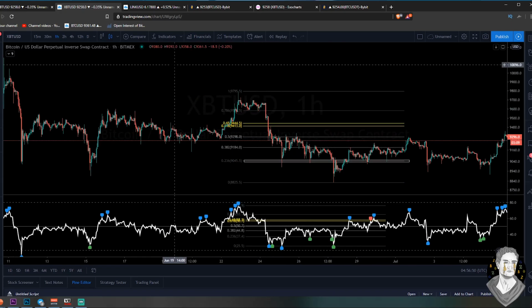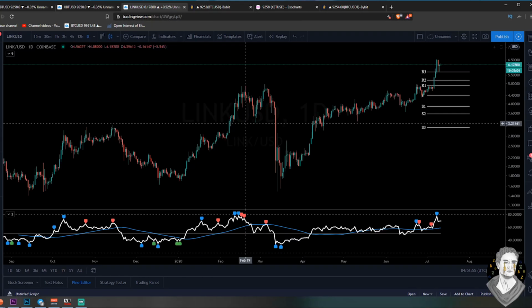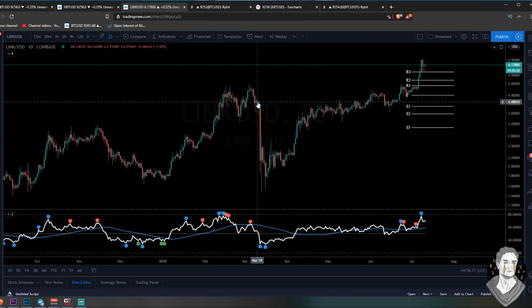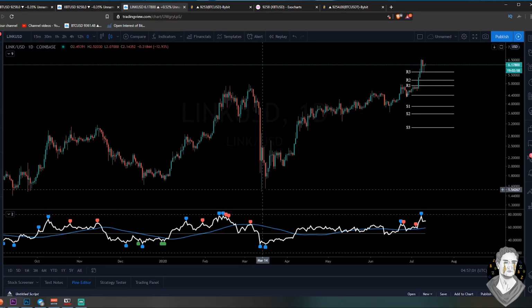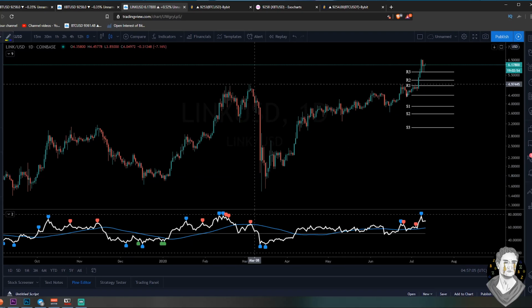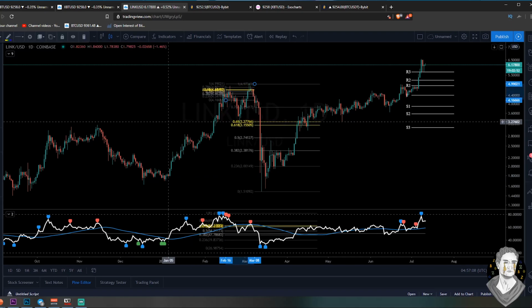So, very, very beautiful little tool here. And let's go on to Chainlink now. So we want to look at this huge dump that we had from about $4.97 all the way down to $1.54. So going from this ultimate high, I've already got it drawn here.